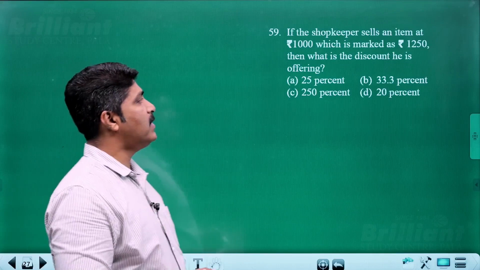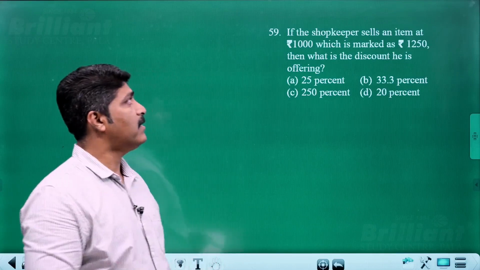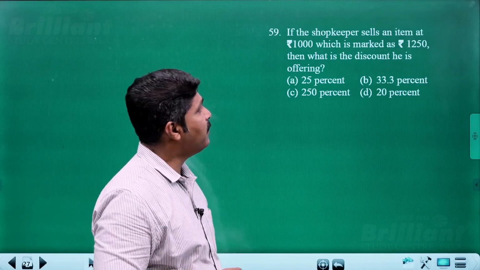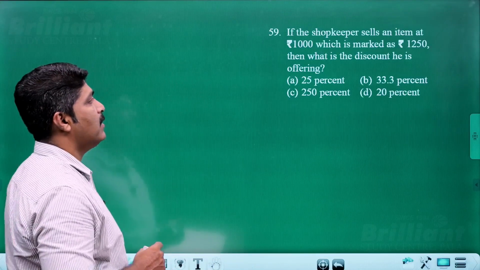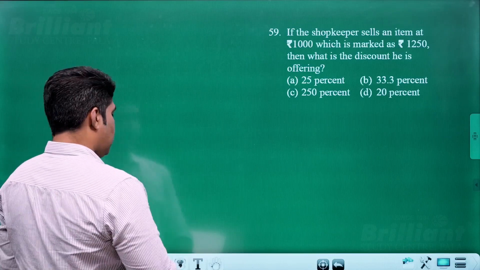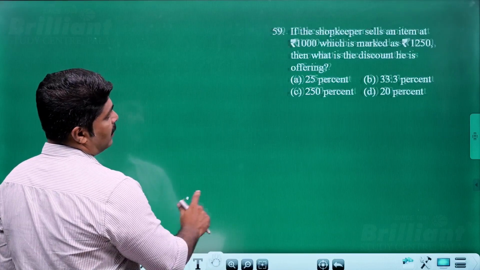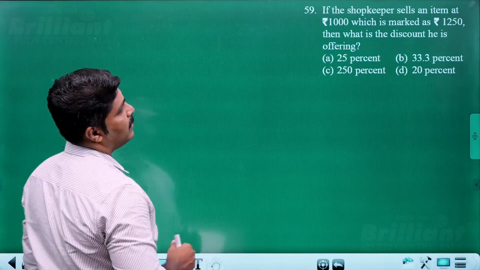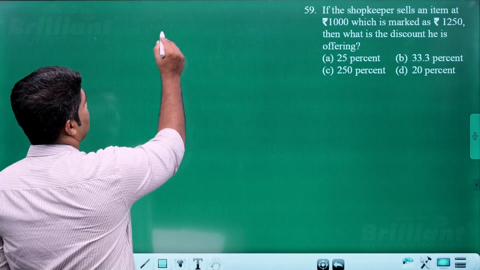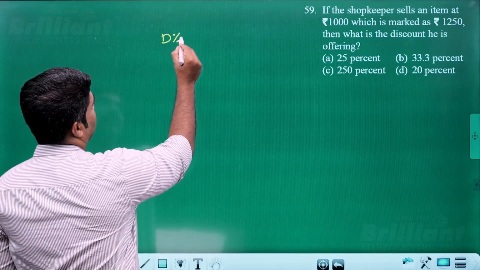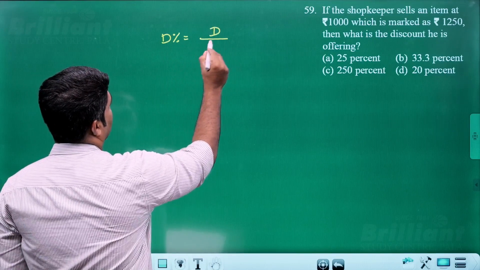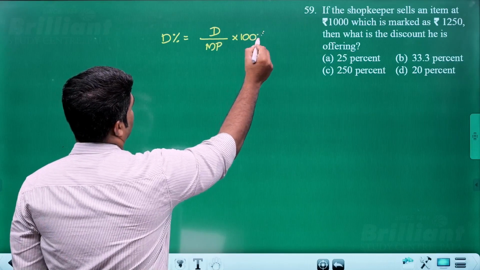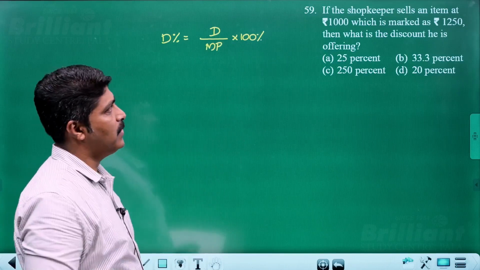If the shopkeeper sells an item at 1,000, which is marked rupees 1,250, then what is the discount he is offering? So it's a direct question. Direct question in the sense, first of all, you have to understand how to find the discount percentage. Discount percentage is nothing but the given discount is what percentage of the marked price. So this is the way to find the discount percentage.